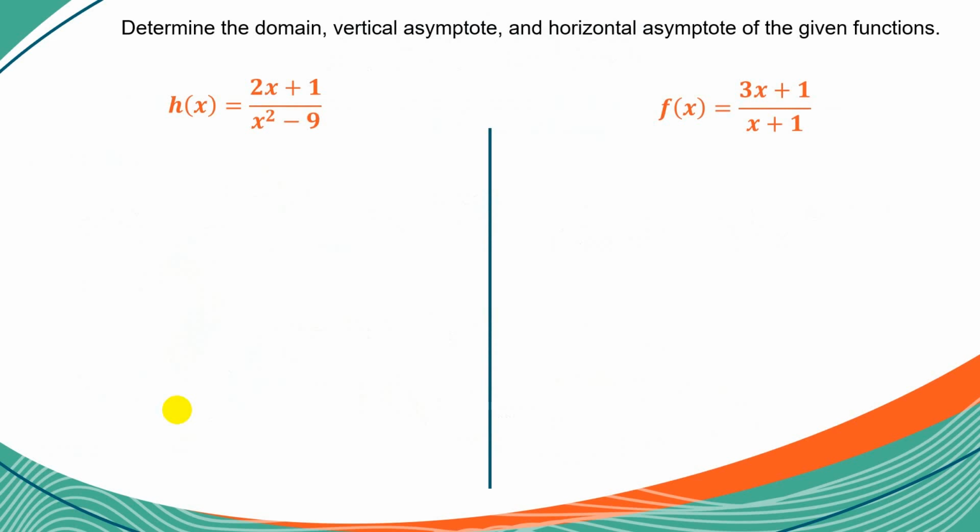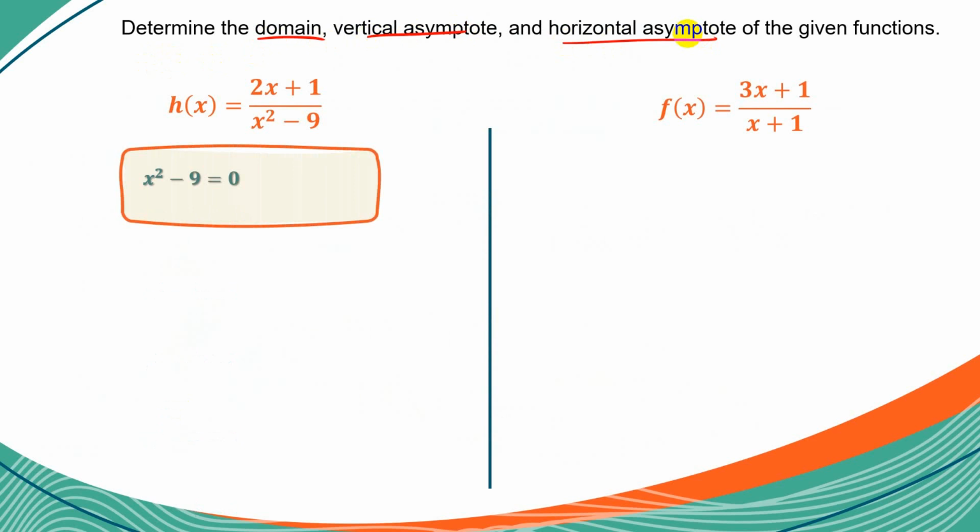Okay, determine the domain, vertical asymptote, and horizontal asymptote of the given functions. We have x squared minus 9 equal to 0. To solve this, just transpose negative 9. It becomes positive 9, and extract the root of both sides. We get positive and negative 3. So the illegal values are x equals 3 and x equals negative 3.